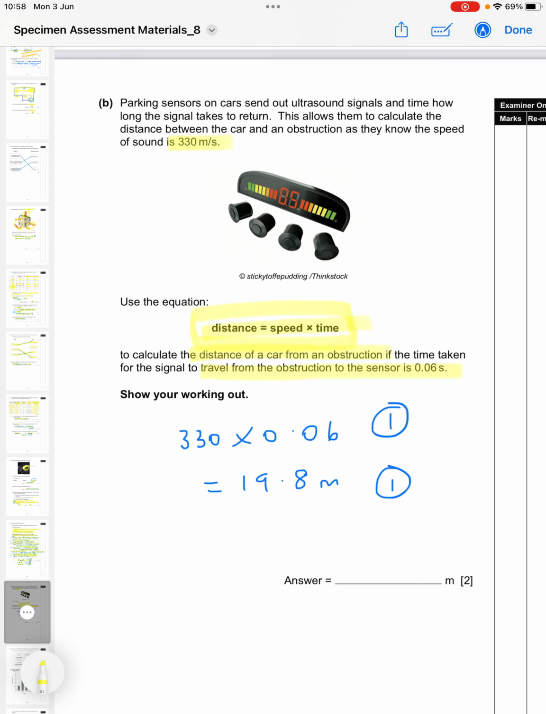So you've got here the equation, distance is speed times time. So the speed is 330, the time is 0.06. Plug those into your calculator and you get 19.8 meters.